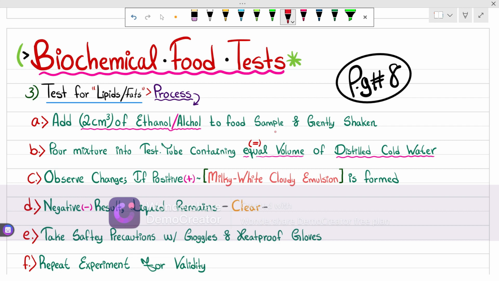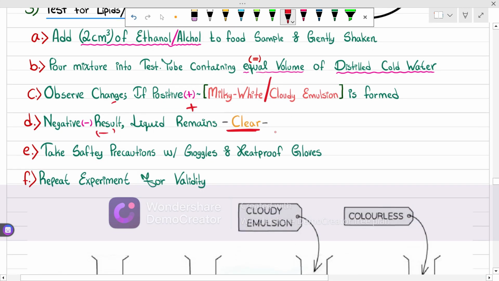Step 3, observe the change. After you put it into the tube containing an equal volume of distilled water, if it's positive, it's going to be a milky white or cloudy emulsion. And if it's negative, the liquid will remain clear. Again, the last two are a must. Take safety precautions with goggles and heat-proof gloves. Repeat the experiment for validity. 1 mark for each.